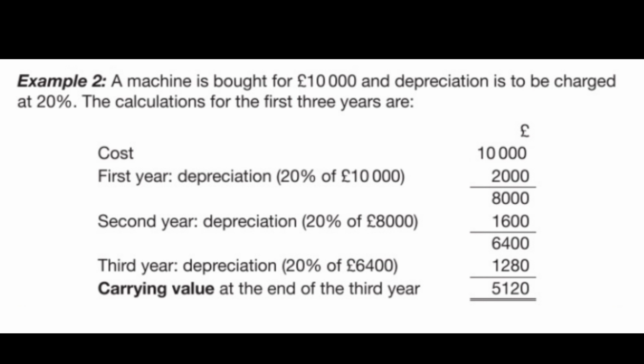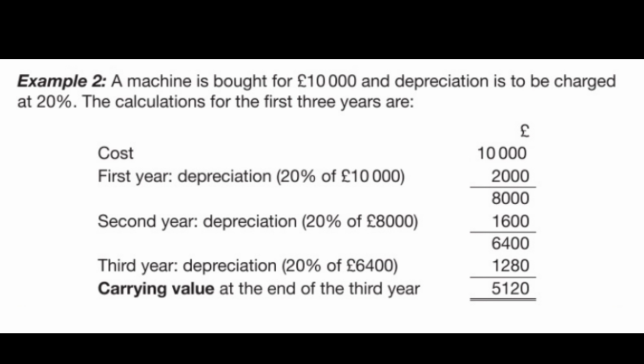So the calculations for the first 3 years are calculated as follows. So here you have the cost price of the asset and the first year's depreciation. When you take 20% of 10,000 pounds, it comes out to 2,000 pounds. Now, here's the catch. In the second year, when you're calculating depreciation, the fixed rate of 20% is applied on the net book value of the asset, which comes out to be 8,000 pounds, and that is calculated after you have deducted 2,000 pounds, which is the first year's depreciation, from the cost price of the asset, which is 10,000 pounds. So this year, the depreciation charge will be 20% of 8,000, which comes out to 1,600.